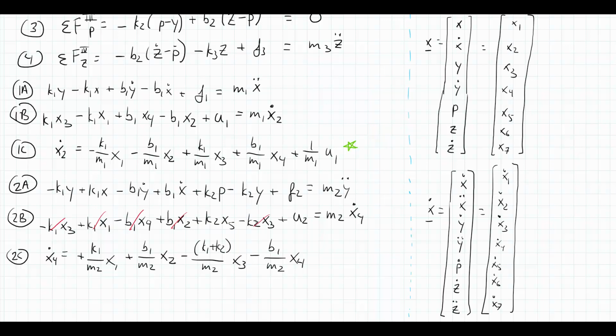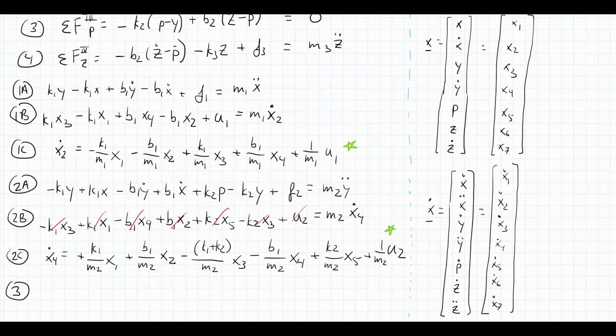And an x5 term, so a k2 over m2 x5 plus a 1 over m2 u2. And just make sure x5 and the u2 is done. All right, so that has taken care of 2b and gave me 2c, my expression for x4 dot. And I'll mark this one because now this one will be ready to put into my matrix going forward.